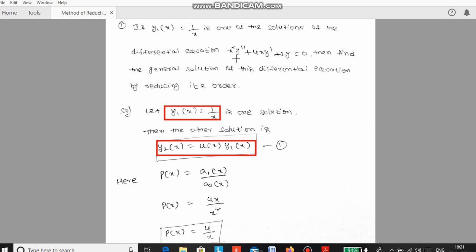Now in this given differential equation, observe here. a0 of x is equal to x square and a1 of x is equal to 4x and a2 of x is equal to 2. So a1 of x by a0 of x, a1 of x is 4x and a0 of x is x square. So p of x is equal to, after simplification we got 4 by x. So first we have to find the p of x value. So we got p of x is equal to 4 by x.